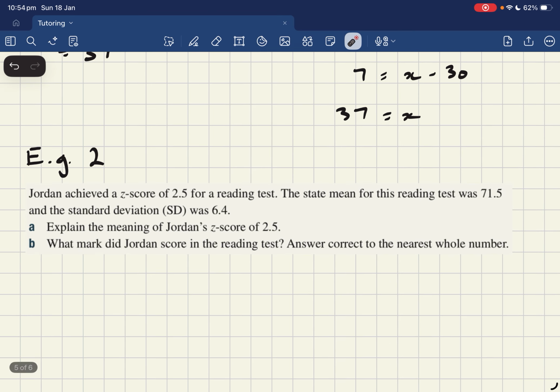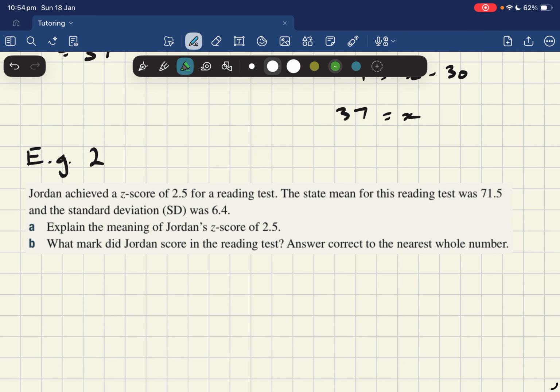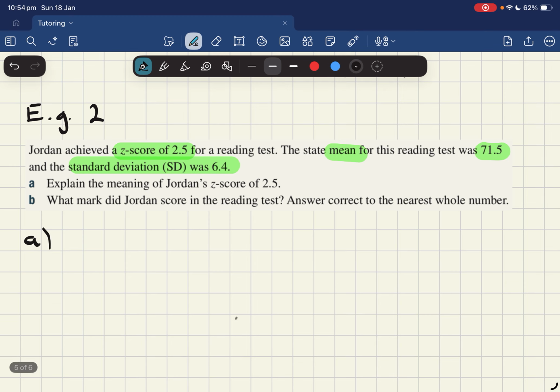Last example, in example 2, it's saying Jordan achieved a z-score of 2.5 for a reading test. The state mean was 71.5 and the standard deviation was 6.4. Now, the first one is saying, explain the meaning of Jordan's z-score of 2.5. So let's think back to the normal distribution. So you have your normal distribution. I'm just going to draw a rough picture of it.